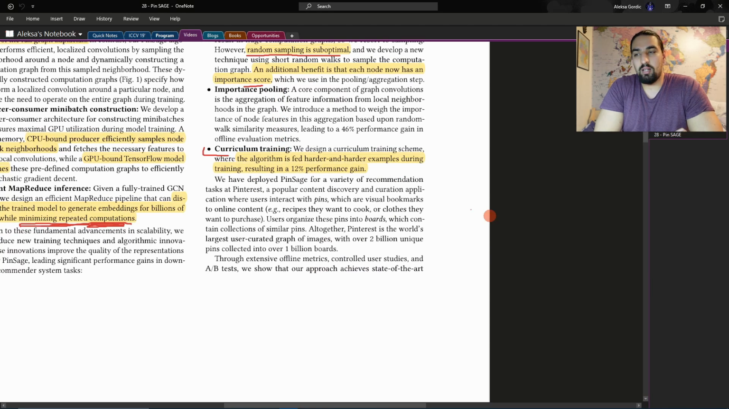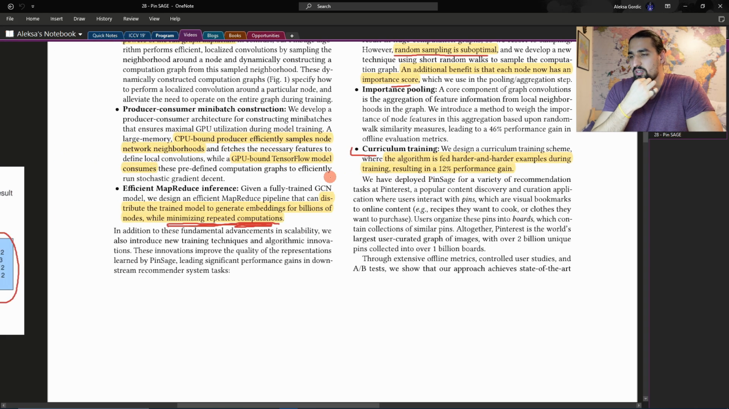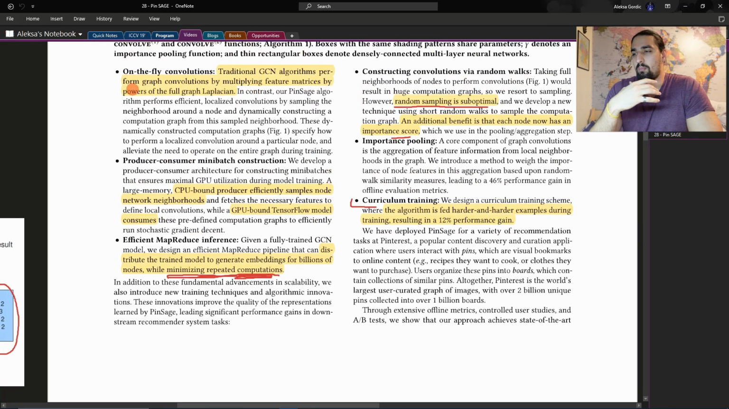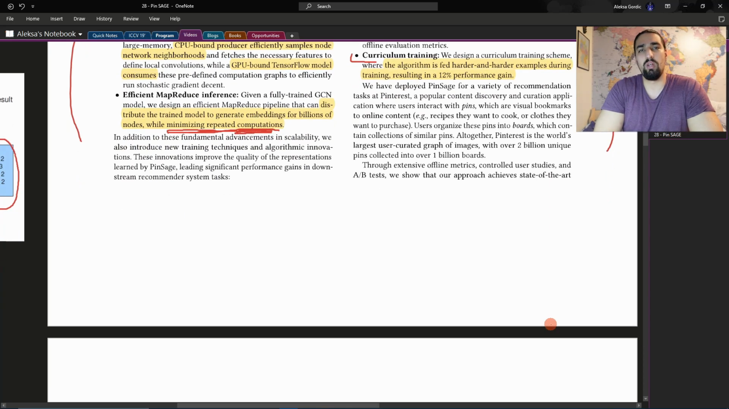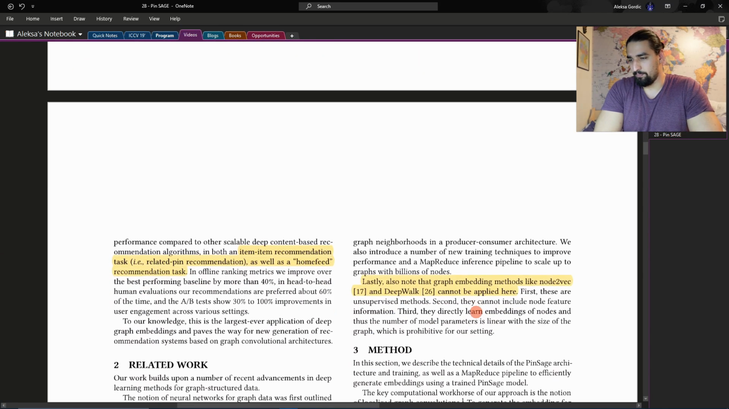One more algorithmic innovation is this curriculum training, where basically the algorithm is fed harder and harder negative examples, and we'll see what those exactly are in a couple of minutes. So that's a high-level overview of what both the engineering as well as the algorithmic innovations are. And now I'm going to slowly dig into details of this paper.